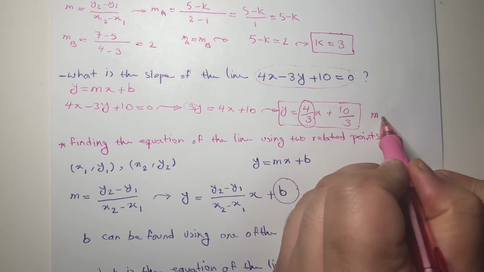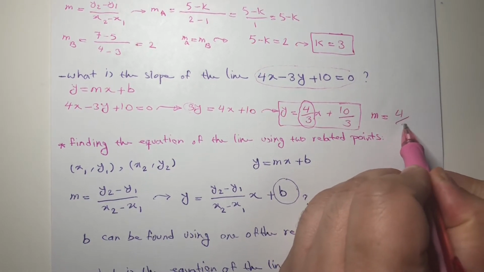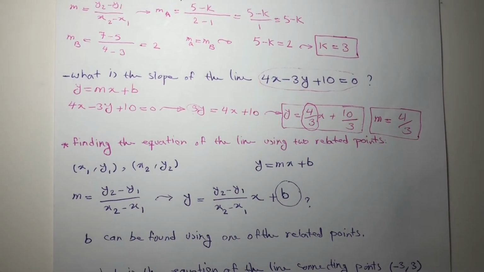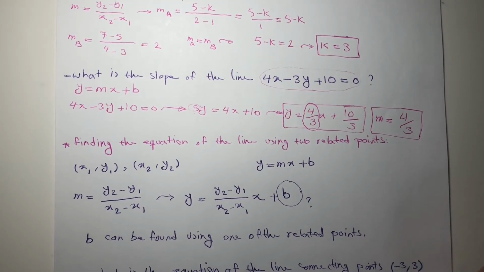So m, the slope of the line, is 4 over 3, and this is a positive number. That means it's a rising line, right? Rising.